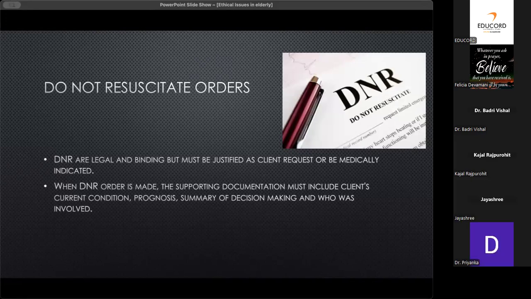Okay. So the next thing is do not resuscitate orders, the DNRs. The DNRs are legal and binding and must be justified as a client request or be medically indicated. When a DNR order is made, the supporting documentation must include the client's current condition, prognosis, summary of decision making, and who was involved. So DNR is do not resuscitate the patient. We all know about resuscitation. Do you know about resuscitation? Yes, sir.